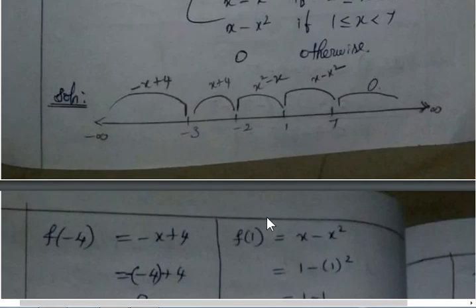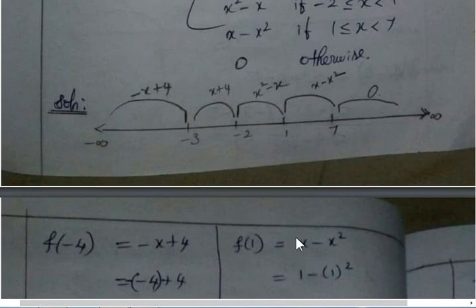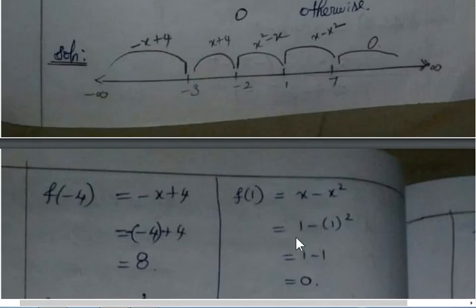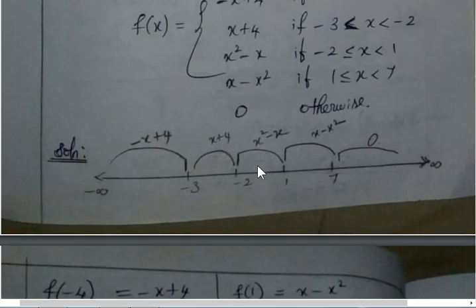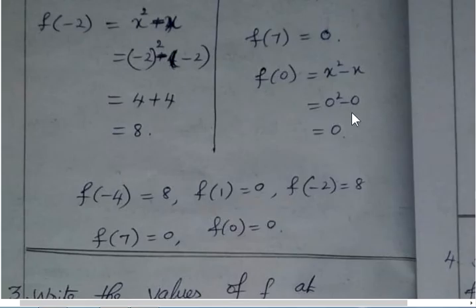Then f(7): the value at 7 is 0. And f(0) is in the area x² - x, so 0² - 0 is 0. Therefore f(-4) equals 8, f(1) equals 0, f(-2) equals 8, f(7) equals 0, and f(0) equals 0.